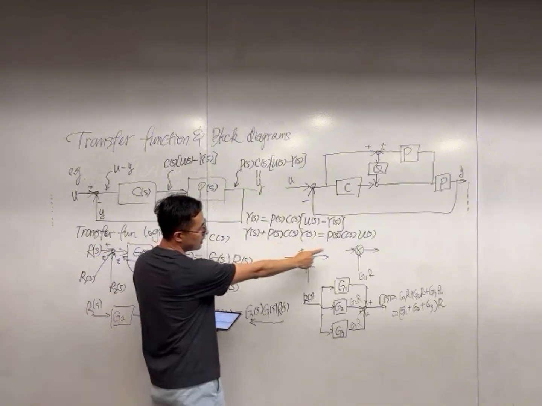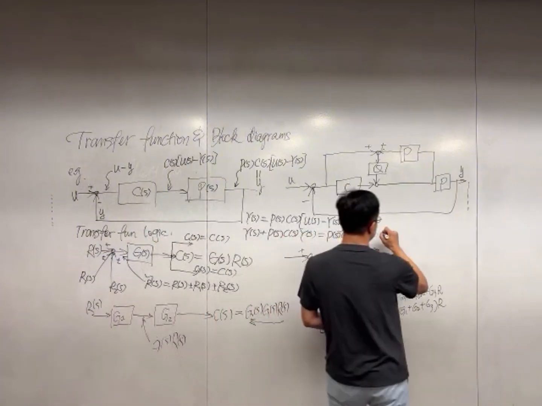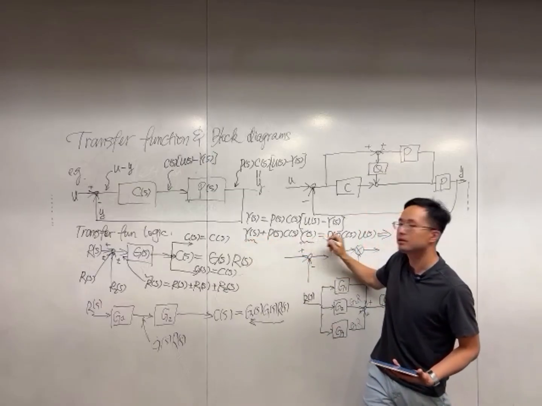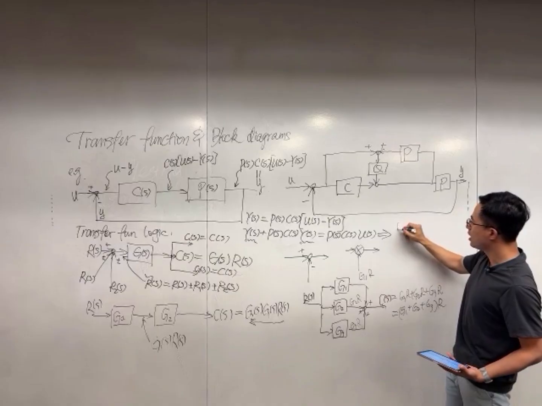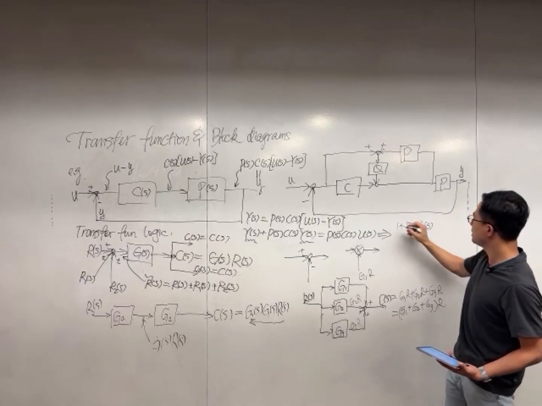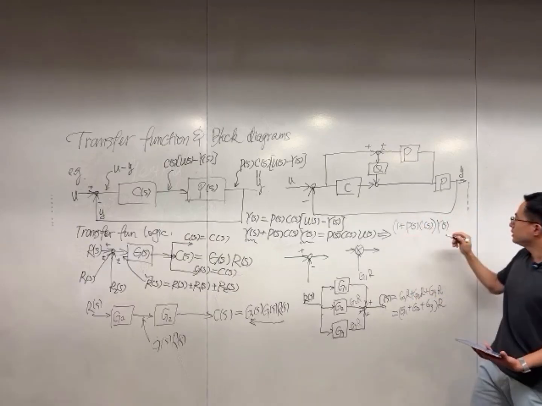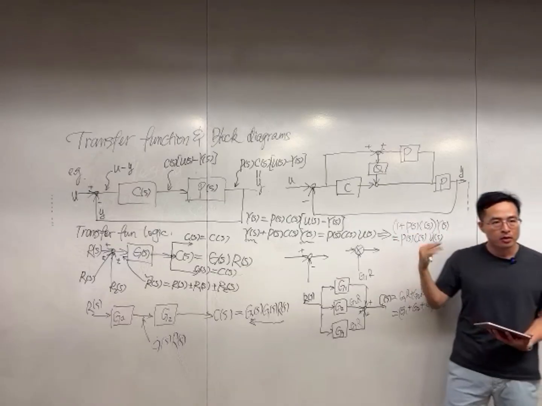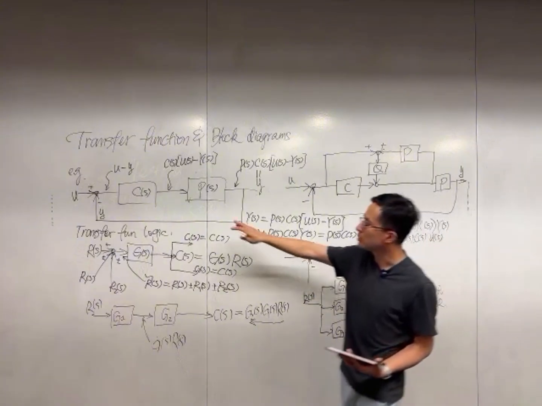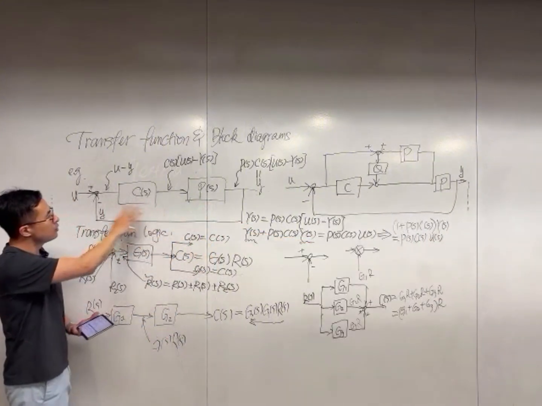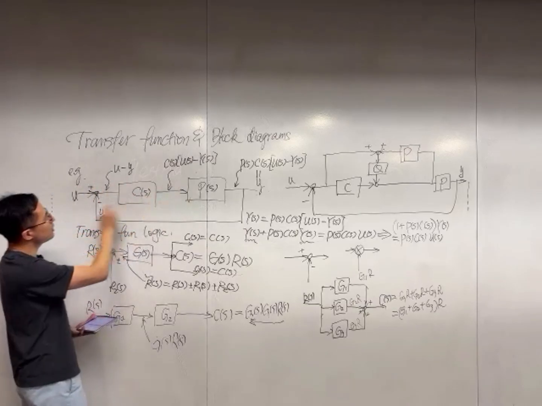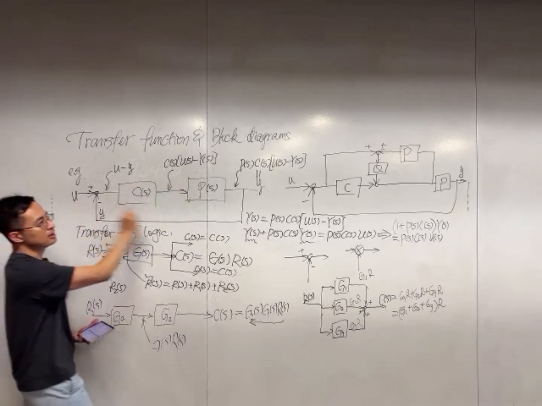Now you can see this immediately gives us this. Combine the two terms about Y on the left-hand side. I'm going to have (1 plus PC)Y on the left-hand side equals PCU on the right-hand side. So remember, what are our goals? Our goal, when we write it this way, is we want to understand, after all these signal flows, what is the relationship between my input and output?